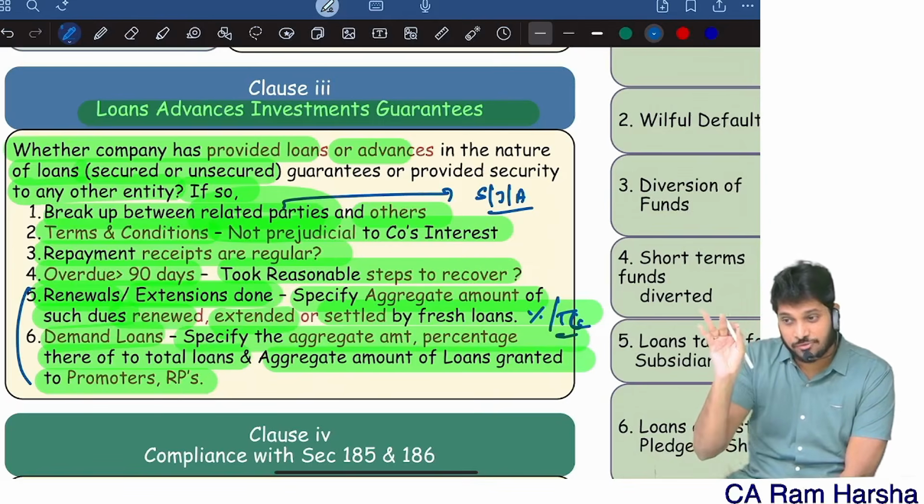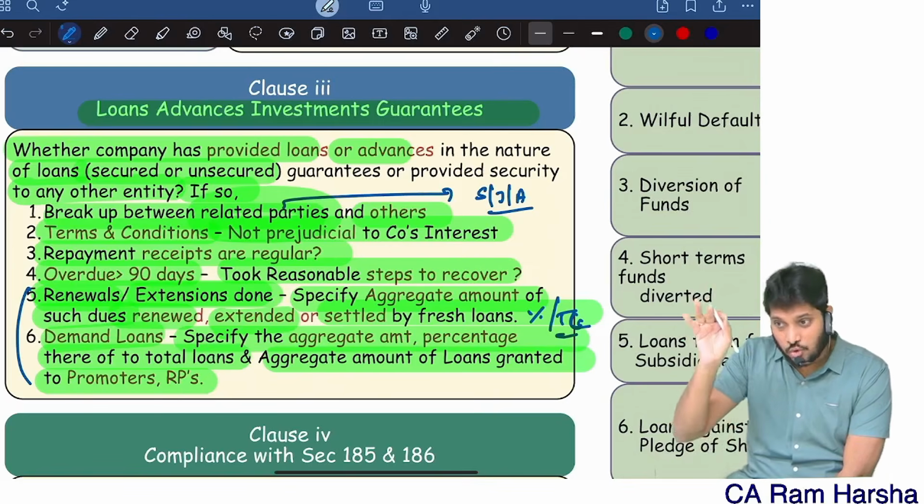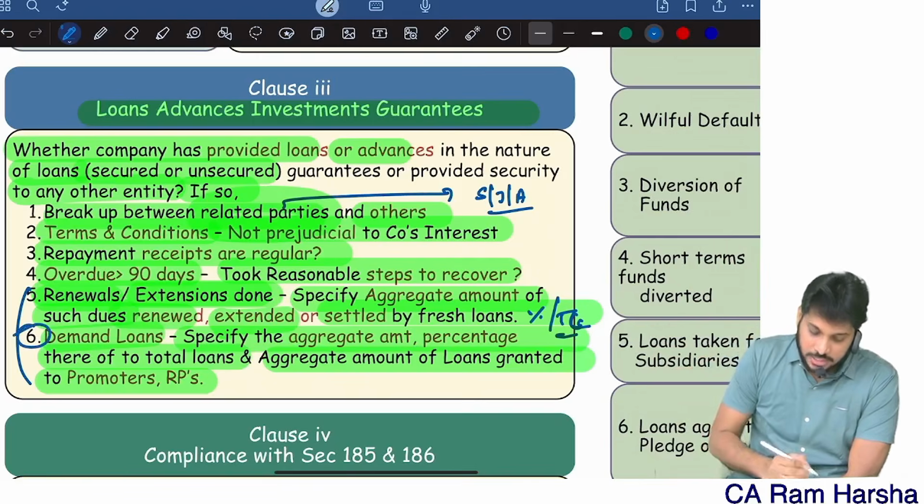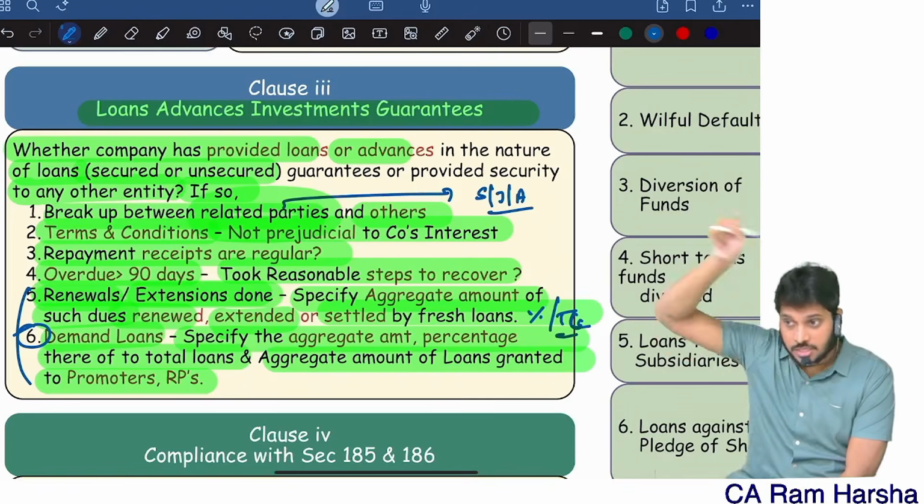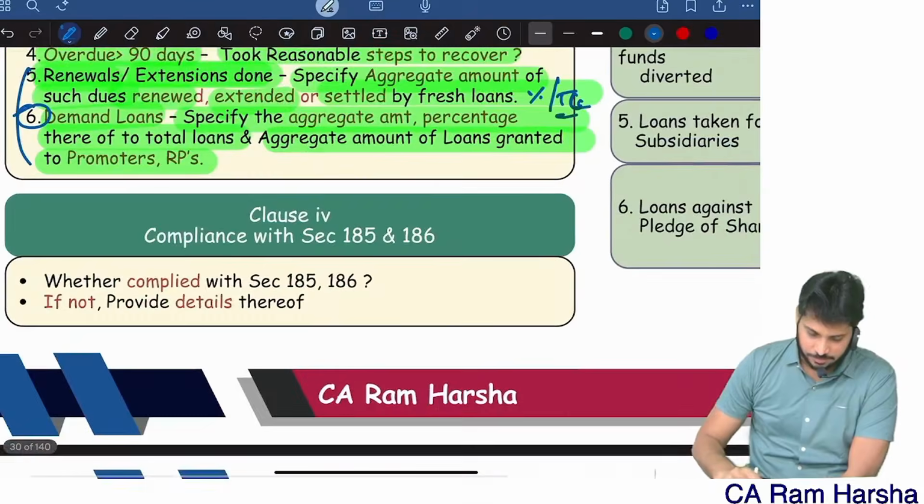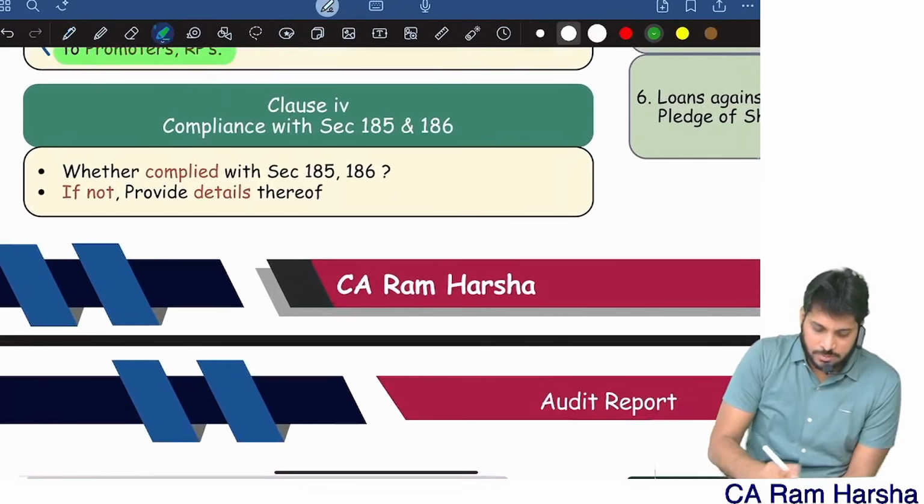What is the percentage of renewed loans and extended loans as a percentage of total loans given during that year? Second, what is the percentage of demand loans with the total loans given during that year? Percentage also you should mention. Clear? That's it.